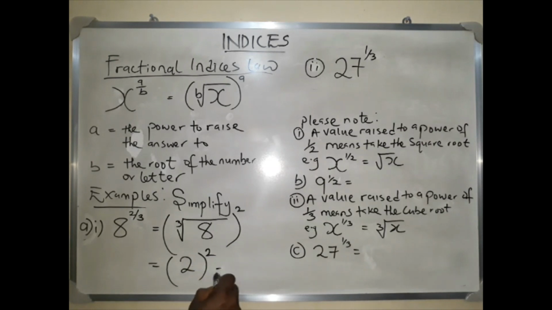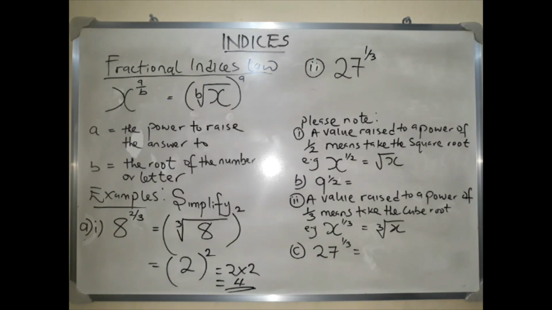So 2 raised to power 2 is simply 2 times 2, which is equal to 4. So the answer here will be what? 4. So 8 raised to power 2 over 3 will give us 4. Now let's go to the next example. The next example is what?